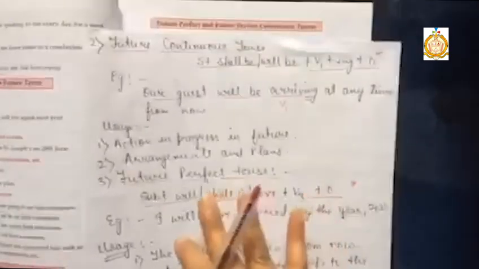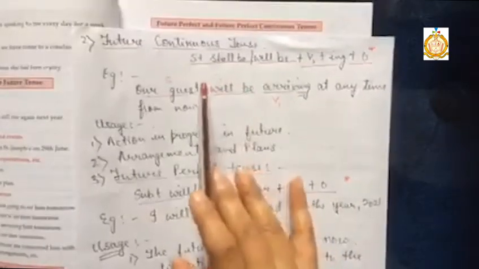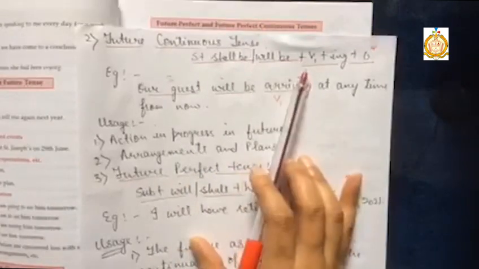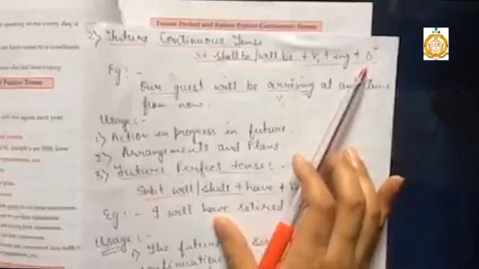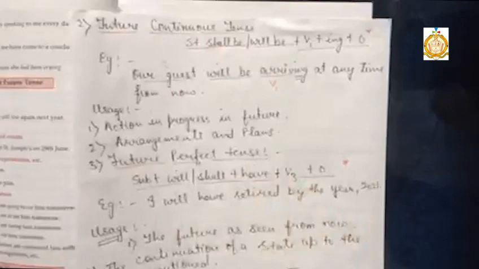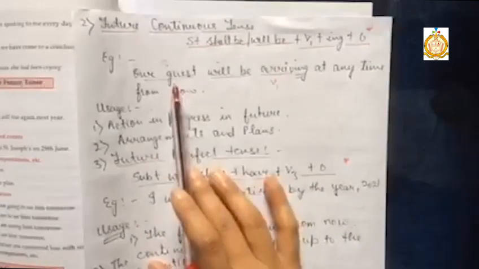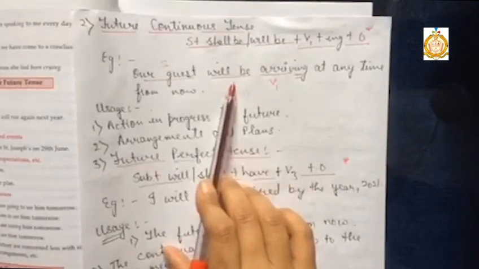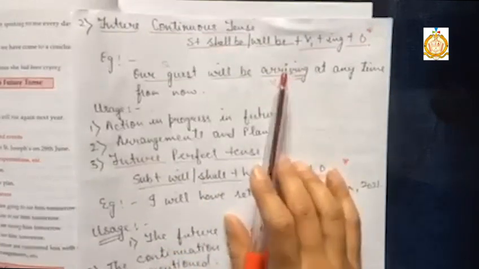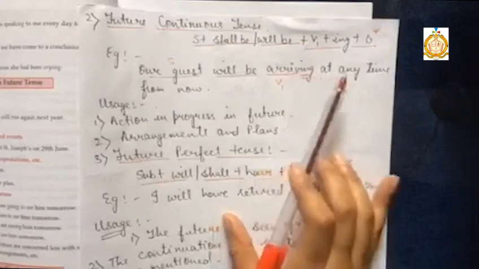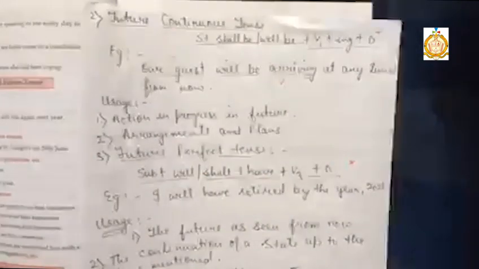Next comes future continuous tense. Its formation is subject plus shall be or will be plus verb's first form plus ing plus object. Example, our guest will be arriving at any time from now. In this very sentence, which is your subject? Our guest. And according to the sentence, we have chosen will be, the possibility that they will be arriving. Arrive is your verb's first form and with it we have applied ing over there. At any time from now is the remaining part.